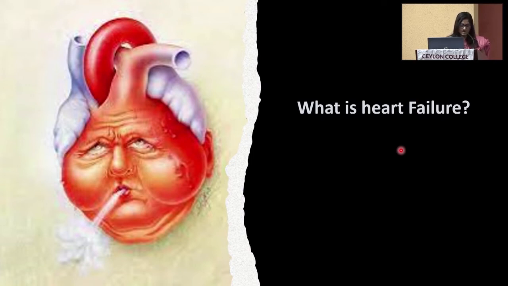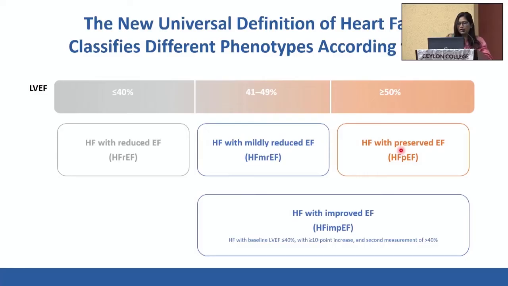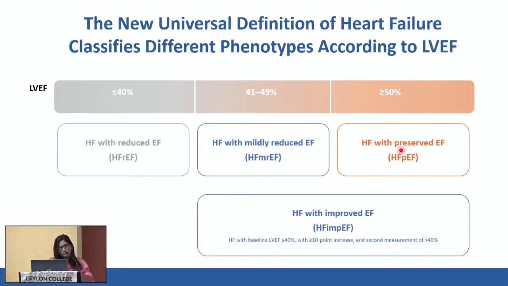Over the last decades, several classifications, definitions, as well as categorizations came out. However, the latest definition classifies different phenotypes according to the left ventricular ejection fraction. So today my aim is to take you across this new classification. According to the new universal definition, we have three main categories, depending on the left ventricular ejection fraction.